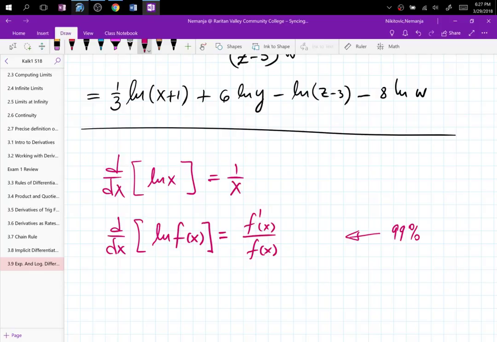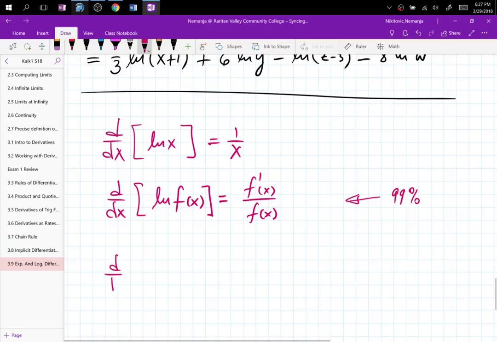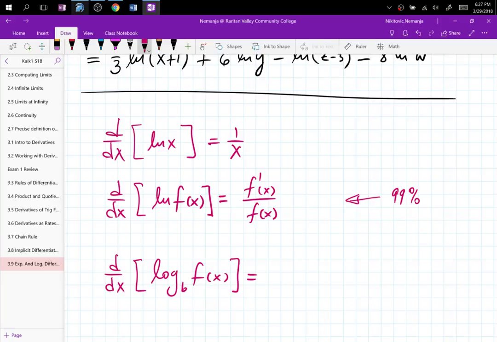And then we can make this the most general case we can possibly think of, and that's going to be when we have any base in a log, because all of the ln's are just base e. But you can have base 2, base 3, base 3.7, whatever. So the most general formula is the derivative of log base b of any function. That's the most general formula you can get. And you have the same like above. So it's f prime over f.